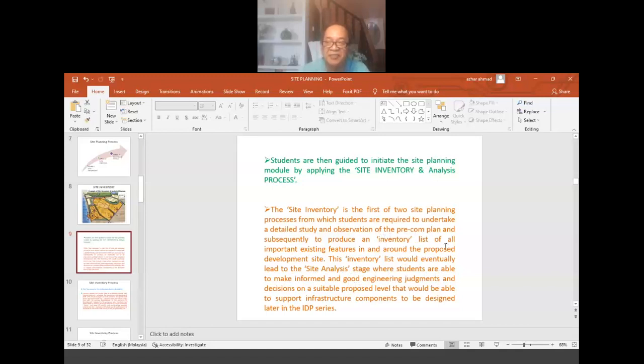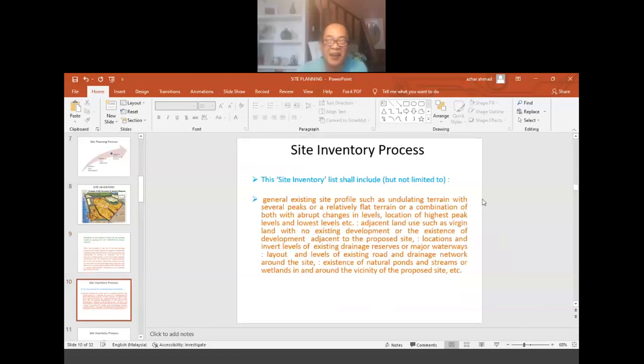Okay, so the site inventory list. If we have a look at the site inventory list, what it means is that it shall include but not limited. It can be more than what is written here. The first thing is basically to look at the site profile, the terrain of the site. How is the original terrain?